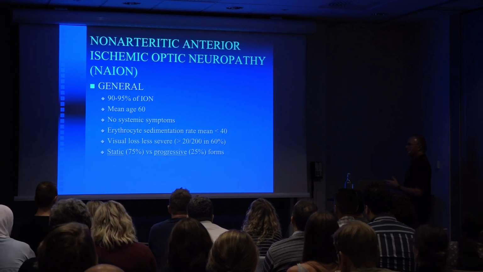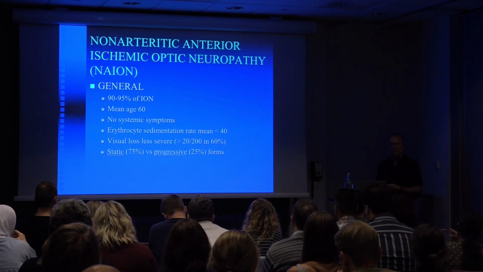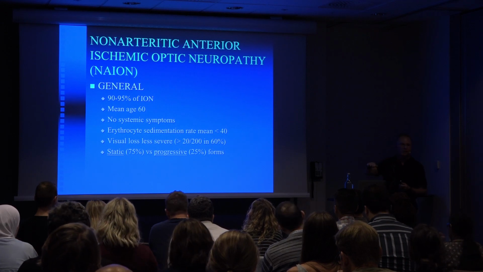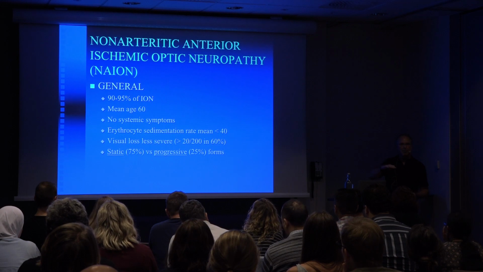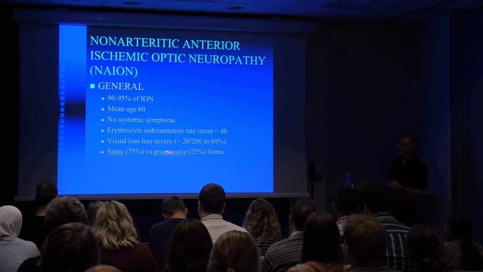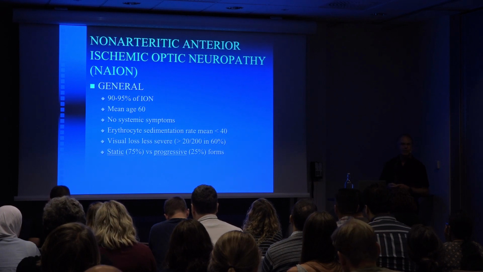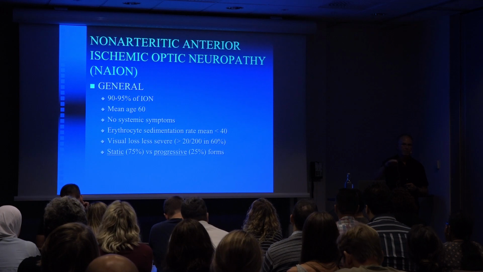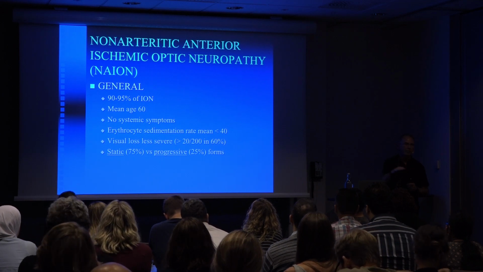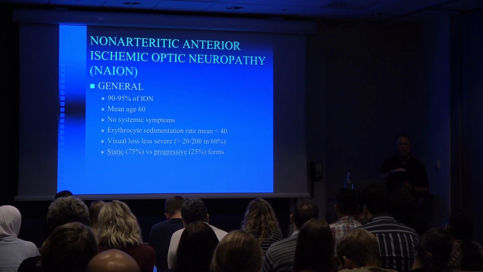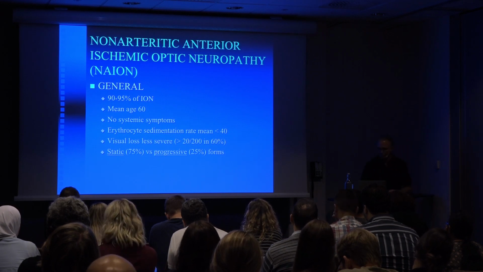And there's a static form, which is roughly 75%, depending on who you read, in which there's a loss of vision, and it basically stays the same, and there may be a mild amount of recovery over the next several months. And there is a progressive form, the minority of these cases, in which there's a loss of vision, and then there's another loss of vision. There may be a stepwise decrease for a month or two, or even a progressive loss for a month or two, and then it levels off.